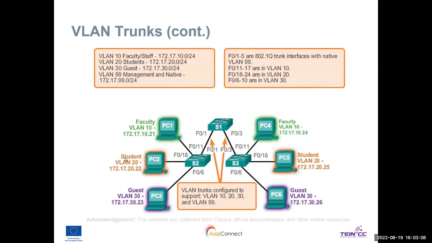This is another example, I'm just showing you so that you can easily understand. Faculty VLAN is connected to VLAN 10. There is another PC which is connected to faculty VLAN 10. So green PCs are faculty, and the student PCs are VLAN 20, connected to this port, right? Then we have another VLAN, VLAN 30. This is actually an access port. There are actually two ports.